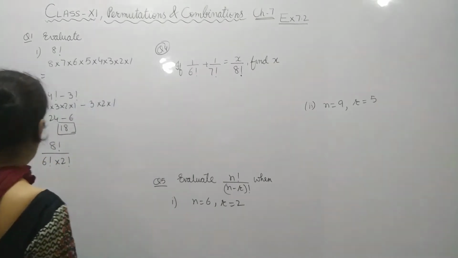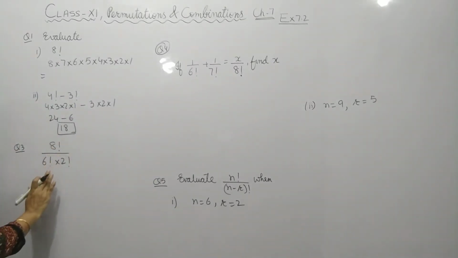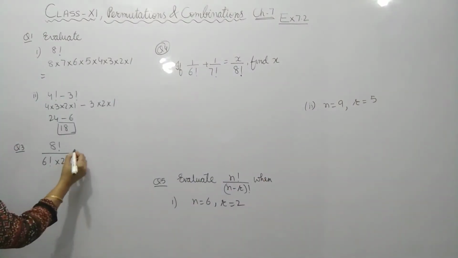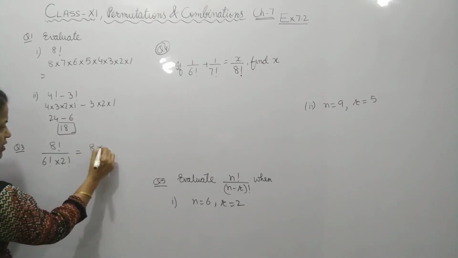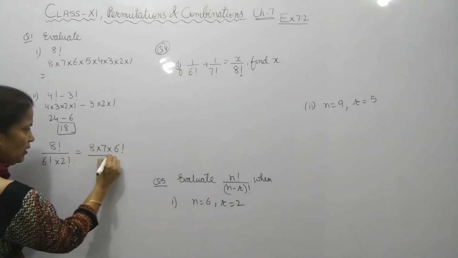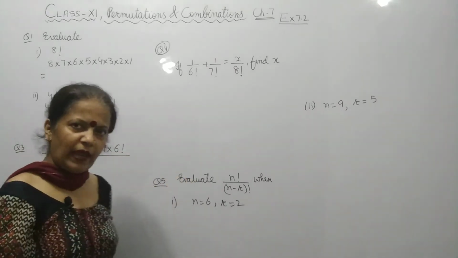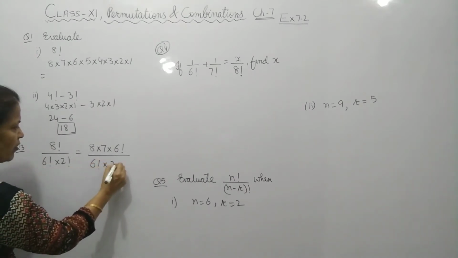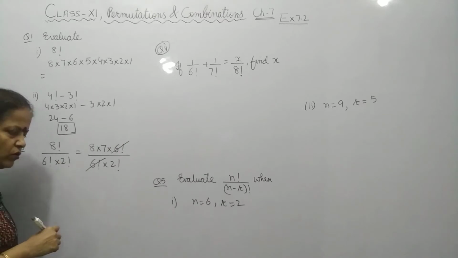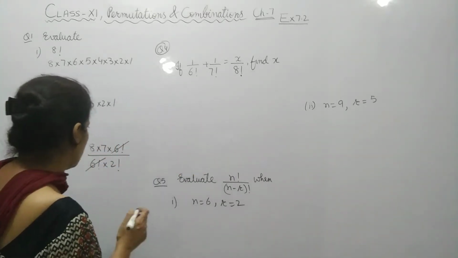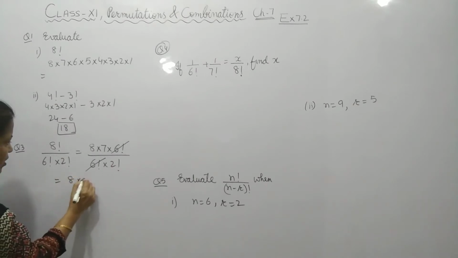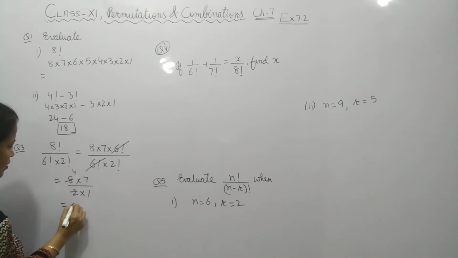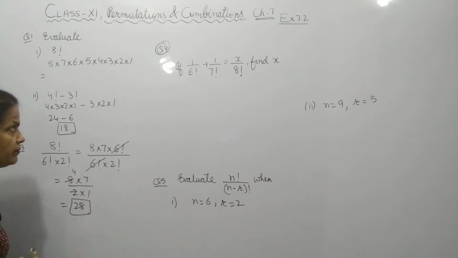Okay. Now, question third. 8 factorial upon 6 factorial into 2 factorial. Let's see this part. 8 factorial, you can write 8 into 7 into 6 factorial. You can keep the further term in the form of factorial. Why? Because in the denominator 6 factorial is already there, so it will be cancelled out. Okay, so it is the easiest way. Now we can proceed for the 8 into 7 upon 2 factorial, means 2 into 1. Cancel. So 28 is the answer.